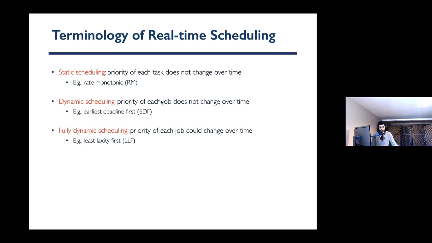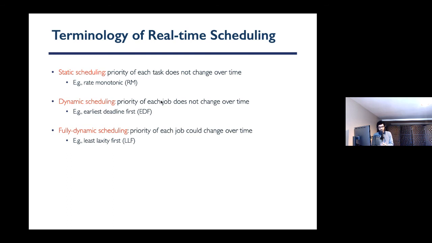The third class is fully dynamic scheduling. This basically means, again, we're going to assign priority to each job rather than tasks, but then the priority of a job could actually change over time. So your job could start with priority 10, and at some point in time, some event happens, and its priority changes to 11 or 12 or 13. So we're able to change the priority of each individual job. So those are the static, dynamic, and fully dynamic scheduling policies.